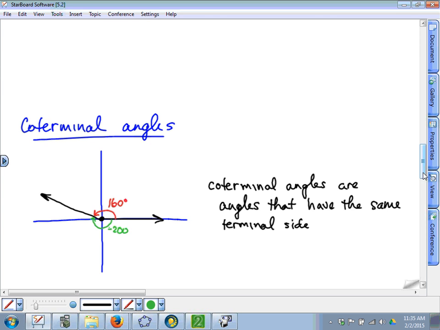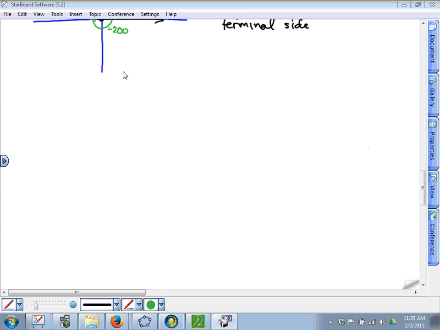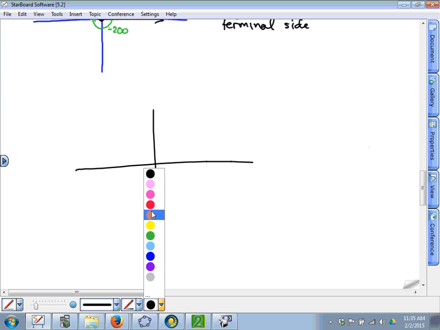So let me get a new picture here. So draw a blank graph with a 45-degree angle but no measurements. So just like that.